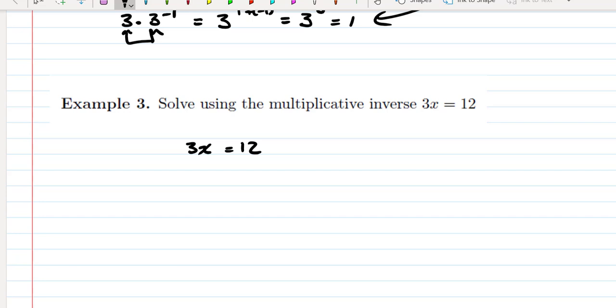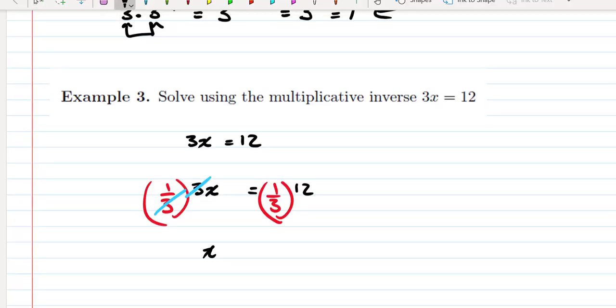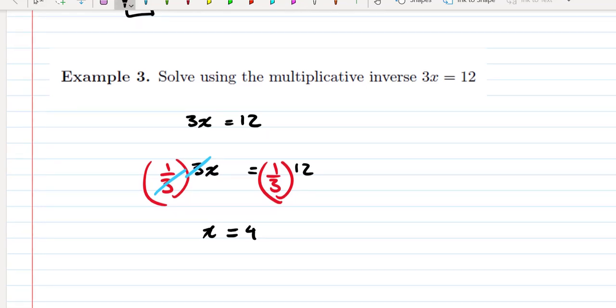Well, instead of dividing both sides by 3, what if we multiply both sides by the multiplicative inverse of 3? So we multiply by 1/3, and we multiply by 1/3. Well, 1/3 times 3 equals 1. They cancel out, and I get just x. And what's 1/3 times 12? Well, 1/3 times 12 gives me 4. And we'll notice that that's the same thing that you would get if you divided both sides by 3.